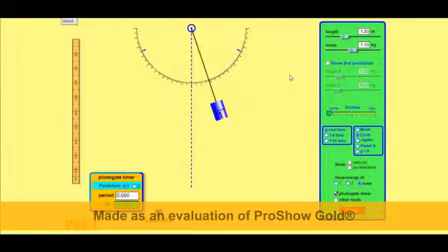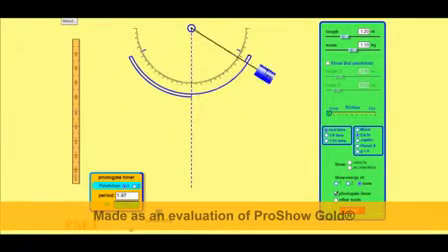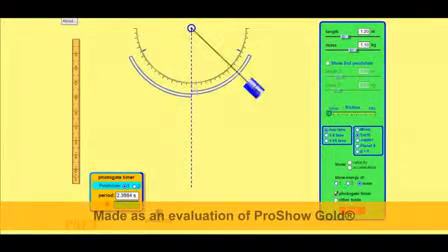You can control the length and change the mass of an object by increasing or decreasing. Also, there is a stopwatch or timer to measure how many seconds it takes to complete the first oscillation.